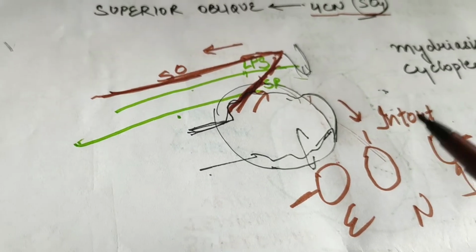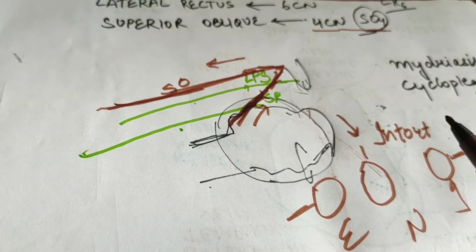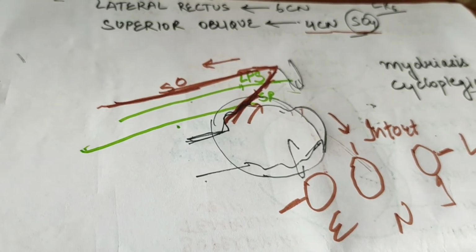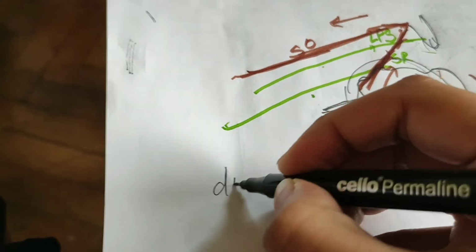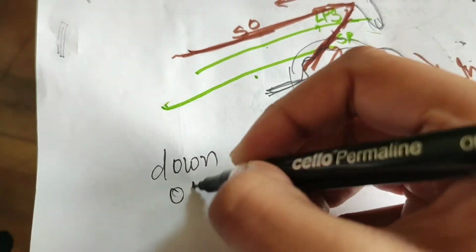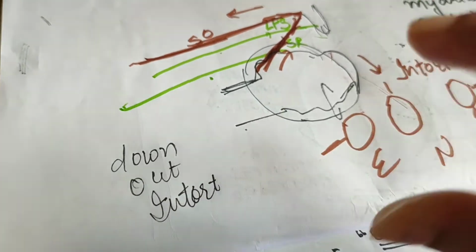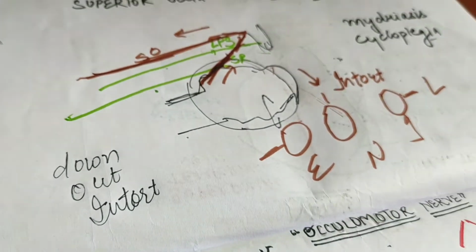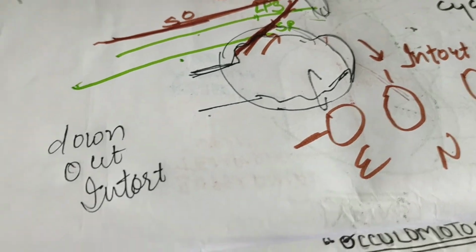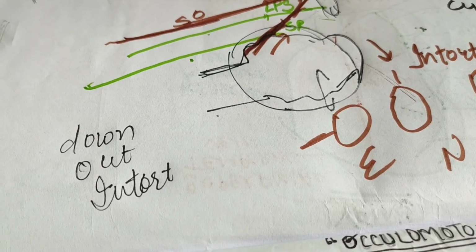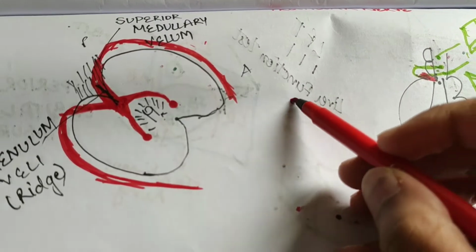It also rotates the eyeball to the lateral side. So it has three functions. It moves the eye down, out, and intort. Intort is spinning of the eyeball inside. When the fourth cranial nerve is damaged, then these three functions are damaged.